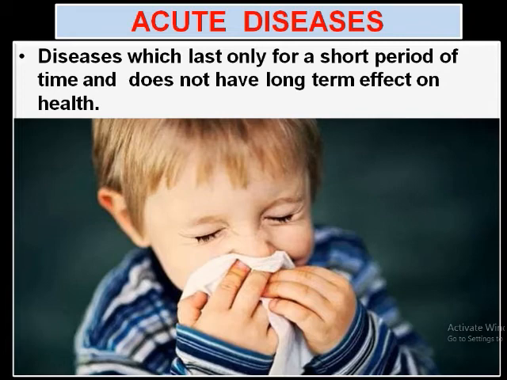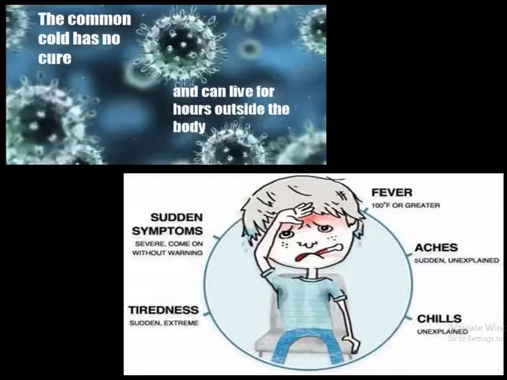Now see, at first, acute disease. Disease which lasts only for a short period of time and does not have a long-term effect on health. So acute disease means what? Disease which lasts for a short period, like sneezing, cough, common cold. These all remain for a short period of time. So these diseases are known as acute disease, which doesn't have any permanent effect on your body.